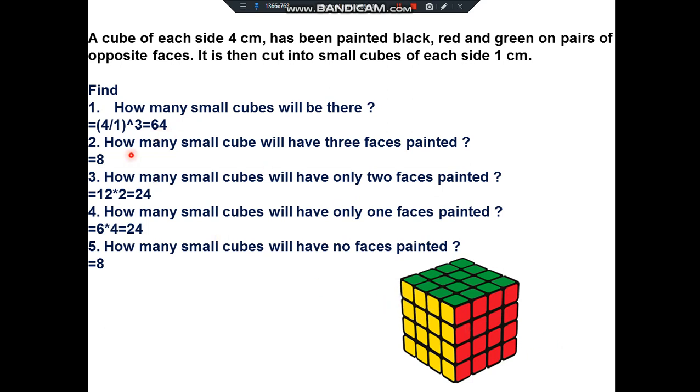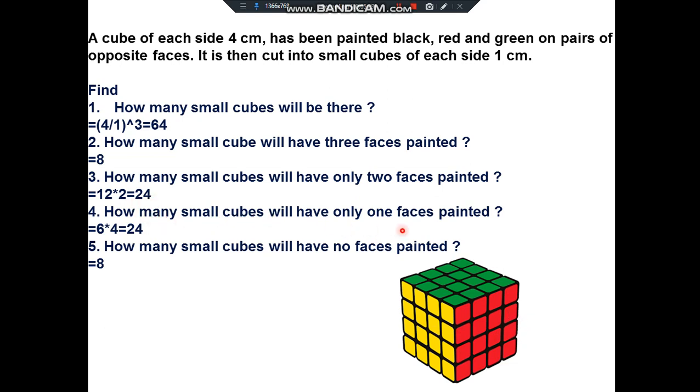Next question: how many small cubes will have 3 faces painted? As I told you, it will be 8 for all the dimensions. See, 1, 2, 3, 4, 5, 6, 7, 8. 4 at top and 4 at bottom. How many small cubes will have only 2 faces painted? See, 12 edges, and in each you have 2. So 12 into 2, which is 24.